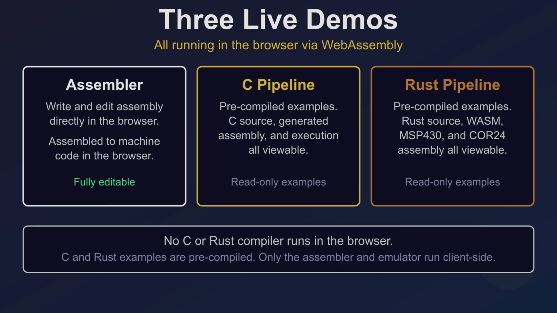3 tabs, 3 demos. The Assembler tab lets you write and edit code directly. Assemble to machine code right in the browser. The C and Rust tabs show pre-compiled examples. No compiler runs in the browser, just the assembler and emulator.